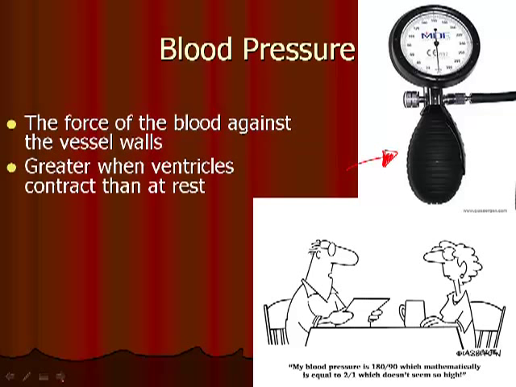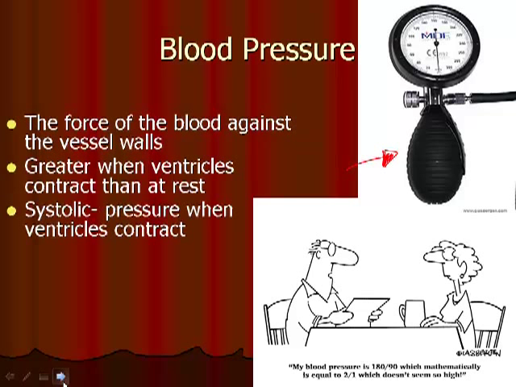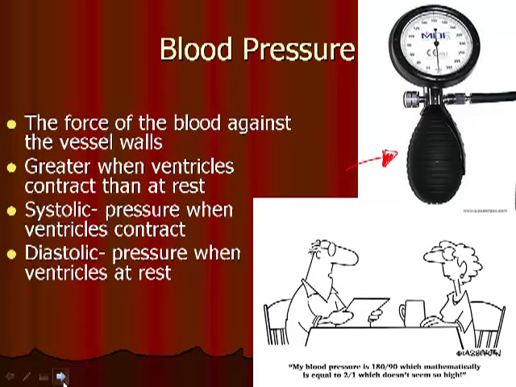And one thing that we should know is that the pressure is greater when the ventricles contract than at rest, which makes sense. Just like when you squeeze your hand, the pressure on your skin is a lot more than when it's relaxed. So we have two types of pressures. We have systolic and the diastolic, and they both relate to two different things.